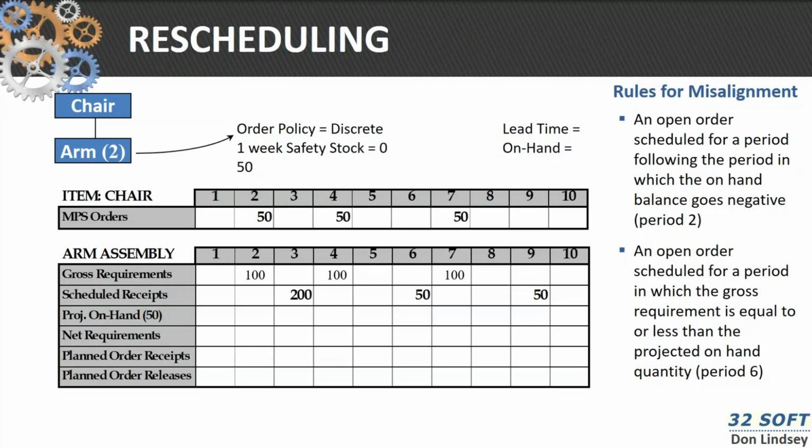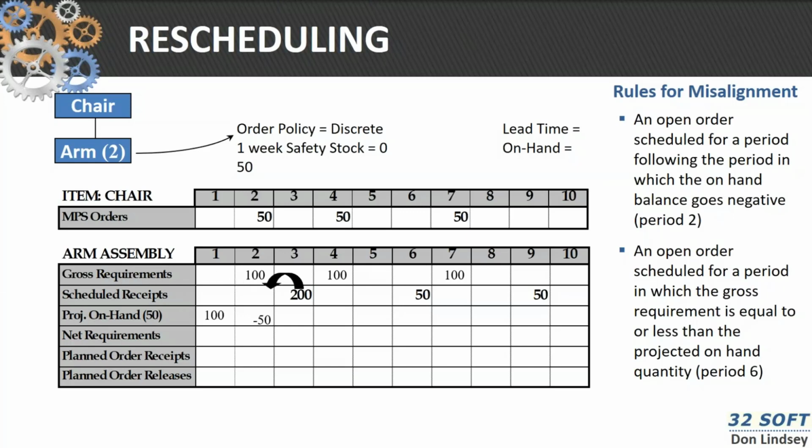The rules for misalignment are that an open order scheduled for a period in which the on-hand in the previous period goes negative, period 2, it will expedite it, or if the order is in a period where the gross requirements is equal to or less than the projected in quantity in hand, it's going to tell us to de-expedite, and if there's no requirements, it's going to tell us to cancel it.